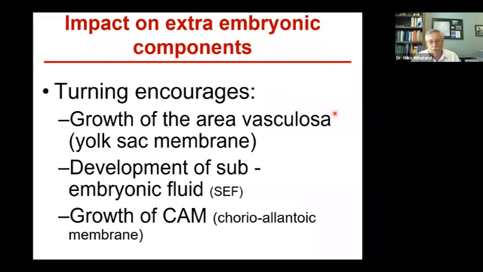Turning encourages three extra-embryonic components, I would say. They are the growth of the area vasculosa, or most people would know it as the yolk sac membrane. It's the vascular system around the yolk. There's also an effect upon the development of what we call the sub-embryonic fluid, and we'll be talking more about that in a little bit. And also, it influences the growth of the CAM, or the chorioallantoic membrane, which is the primary respiratory surface for the developing embryo.